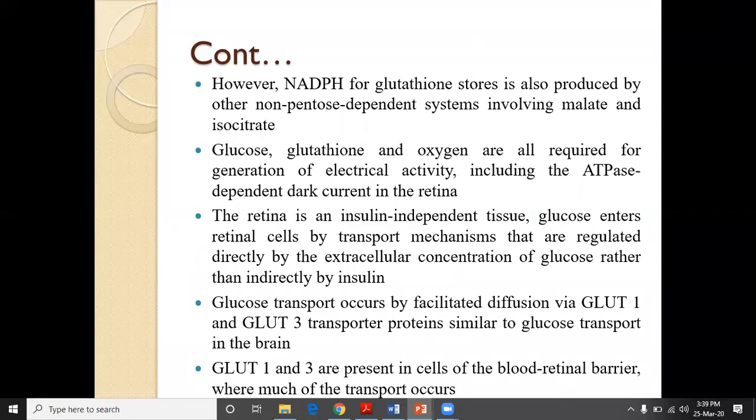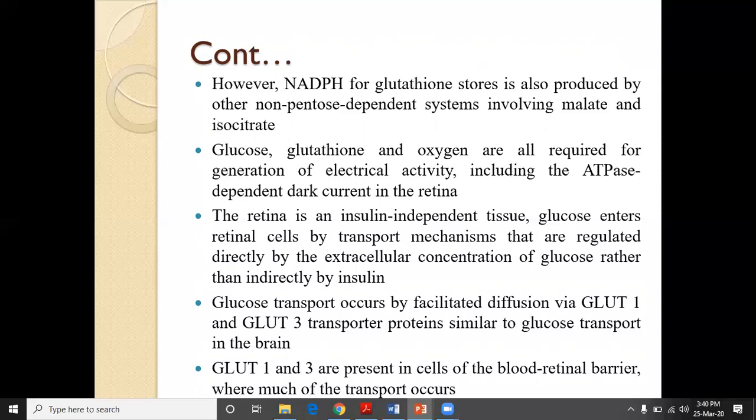Glucose, glutathione, and oxygen are all required for the generation of electrical activity, including the ATPase dependent dark current in the retina, because once the light is received by the photoreceptor layers of rods and cones, they convert that light into electrochemical signals. So that is happening on the layers of rods and cones. That's why glucose, glutathione, and oxygen are all required to generate the electrical activity in that particular layer. And definitely we need that ATPase dependent dark current.